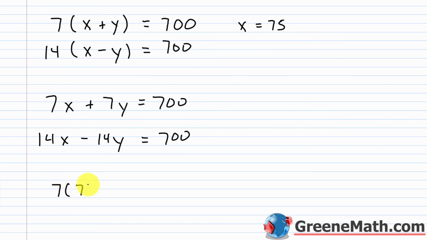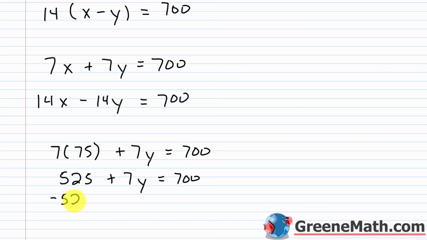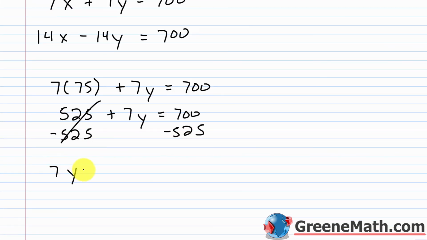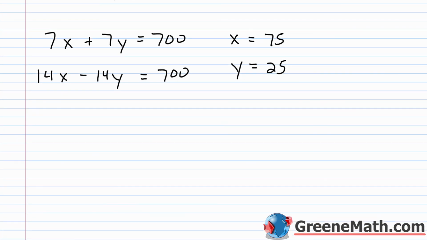So let's just take the first one. 7 times 75 plus 7y equals 700. What's 7 times 75? That's going to be 525. So we'd have 525 plus 7y equals 700. And then we'd subtract 525 away from each side of the equation. That's going to cancel, and we'd have 7y is equal to 700 minus 525, which is 175. Then if I divide both sides of the equation by 7, I'm going to end up with y is equal to 25. All right, so now we can write this as an ordered pair. We'll say it's 75, 25. And let's just check this guy in both equations.